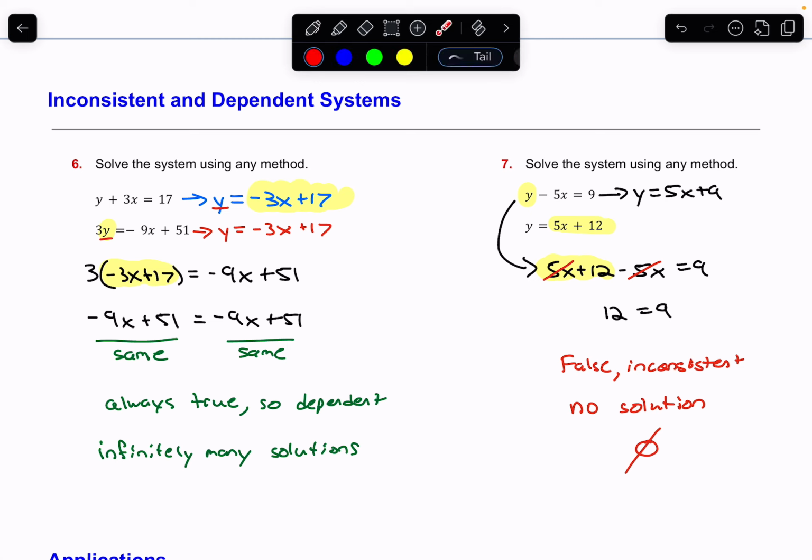So now notice that we have 5x plus 9 and 5x plus 12. These two lines have the same slope, 5 and 5, but they have different y-intercepts, 9 and 12. So when you have the same slope but different y-intercepts, that means you're parallel lines which will never intersect. So we end up with no solution.